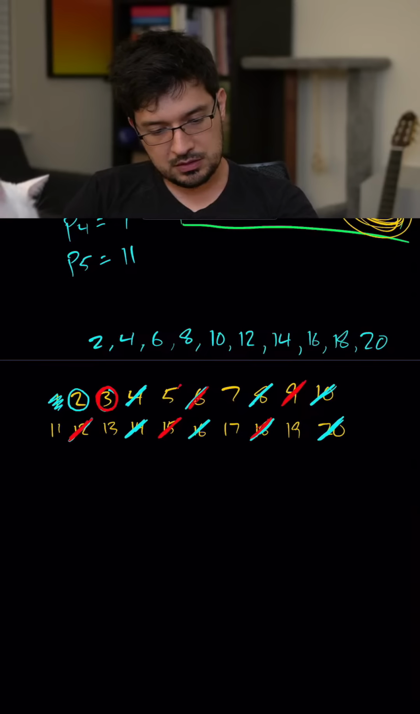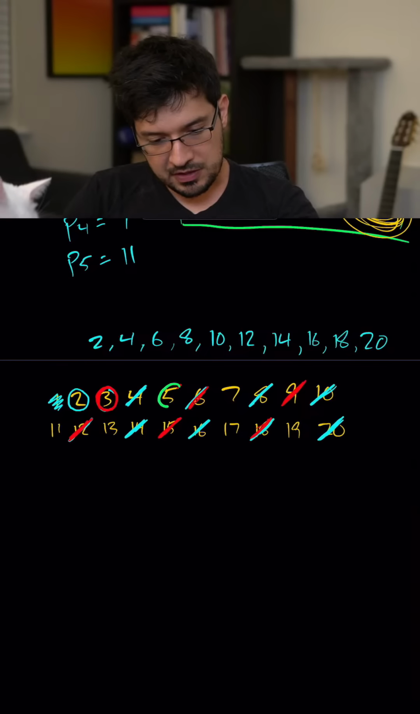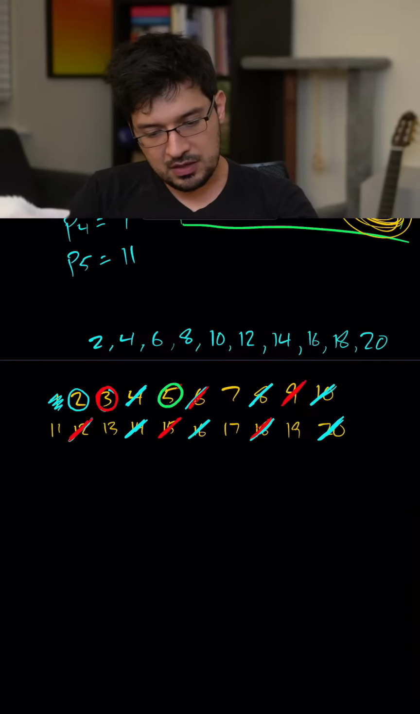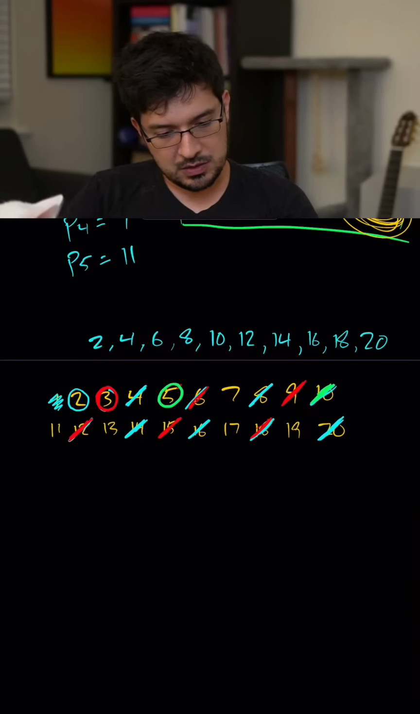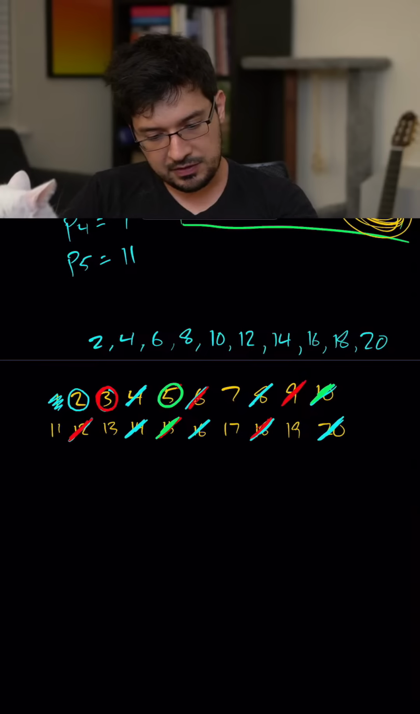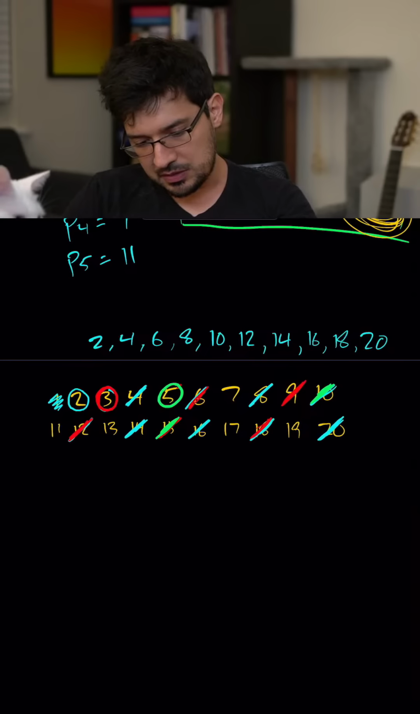Now let's come up to our next number. We've got this 5 right here. 1, 2, 3, 4. This 10 is scratched out. 1, 2, 3, 4, 5. This 15 has already been scratched out. 4, and this 20 already has.